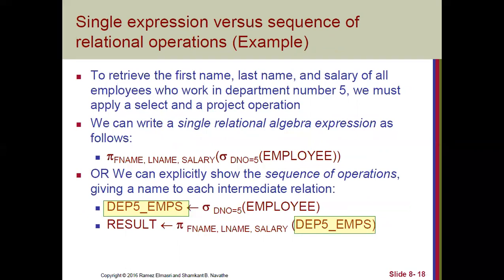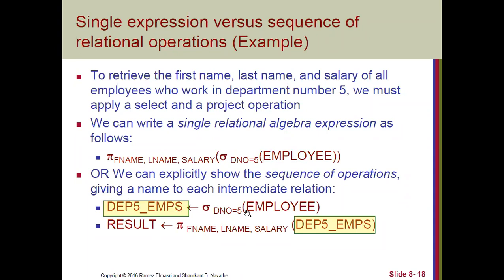So here you can see that to retrieve the first name, last name, and salary of all employees who work in department number 5, we must apply a select and a project operation. So that is the query we have. In that query, if you see in detail, the projection is involved and selection is also involved. So you can break it as well. We can write a single expression, and we can also use the broken-down expression. In the second bullet, you can see the single expression. In the single expression, you apply the sigma with department number 5 on employee. That is the condition that employee has to meet. And you are only interested in these three attributes as an output, so the project will come outward. That is pi, f name, l name, and salary, and then it is applied to the employee.